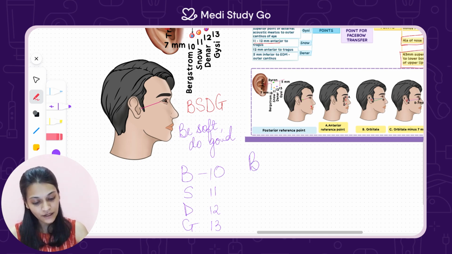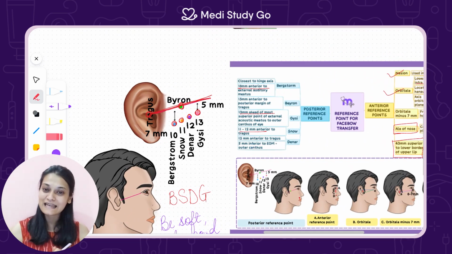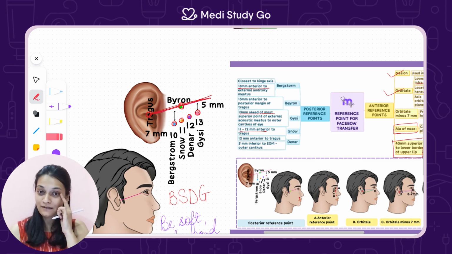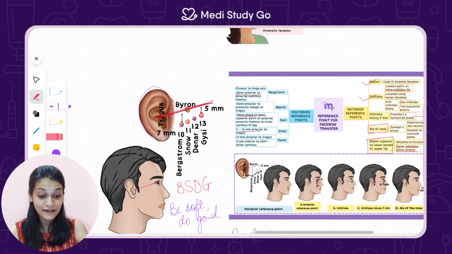Beyron is something that you would have to remember, lies on the line, and how many mm anterior is it? Can you quickly tell me? Yes, it is 10 mm anterior to the outer canthus of your eye, to the superior border of your tragus. So this was all about your reference points.